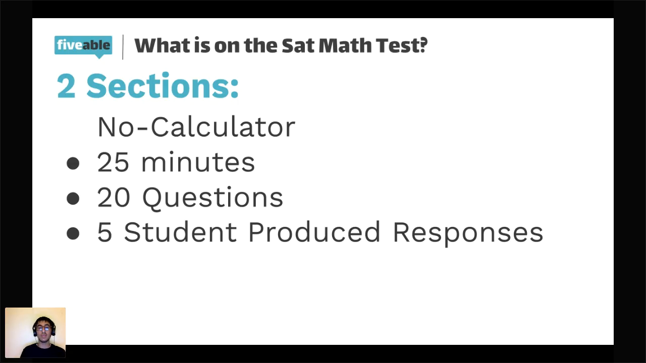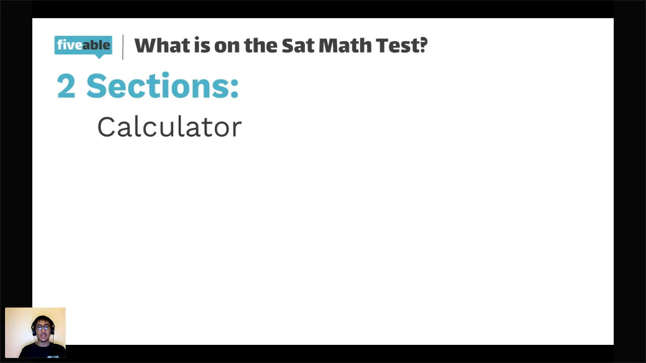The 5 student-produced responses are basically their way of saying free response. So it could be any number that has 4 digits or 4 values. These 4 values include decimal points and slashes for fractions, like 7/13. So it has to have a total of 4 digits.